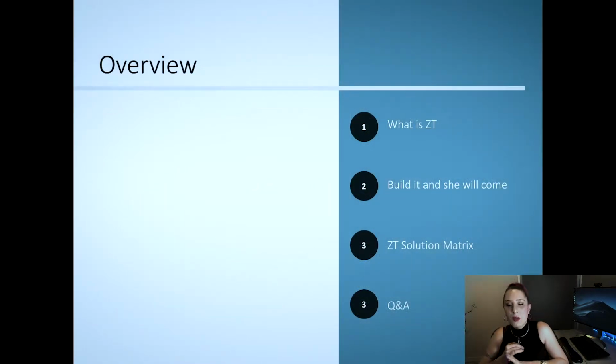Today we're going to cover what zero trust is. We're going to talk about how to actually build a zero trust framework and what those individual layers look like, as well as zero trust solutions that are available to you that operate at those different layers of the ZT stack. And then we're going to do Q&A.